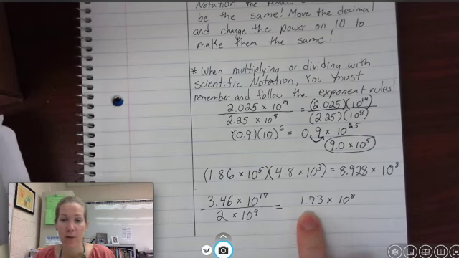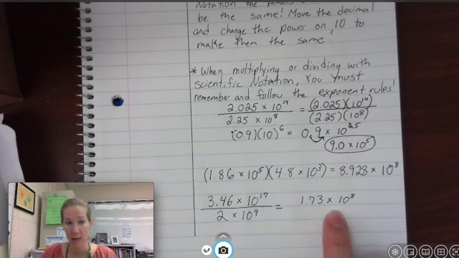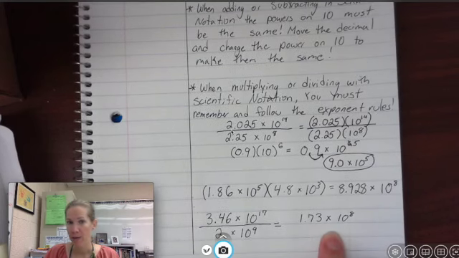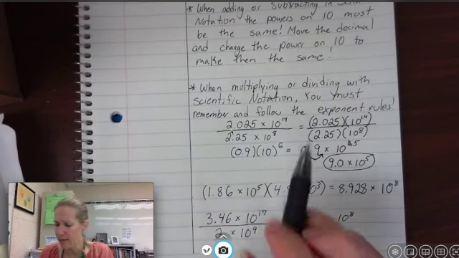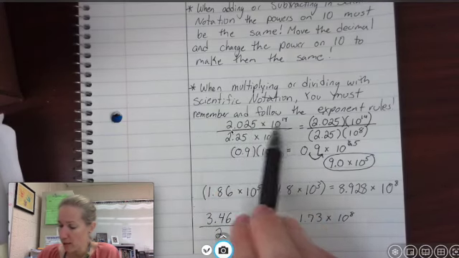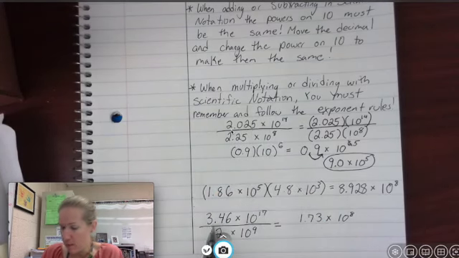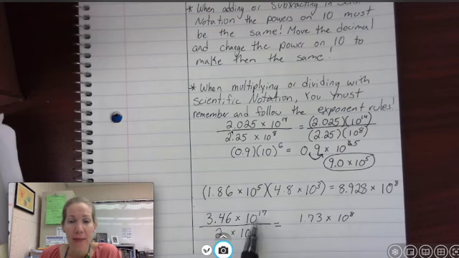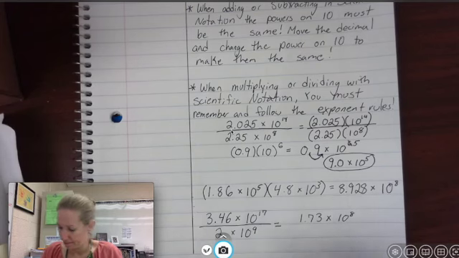All right, you should have gotten 1.73 times 10 to the 8th. If you were able to get that, great. If you were not, go back up here and make sure that you're following those exponent rules. You can divide the 3.46 by 2, and then the bases, like bases, when you divide them, you subtract. So 17 minus 9 is going to give us 10 to the 8th power.